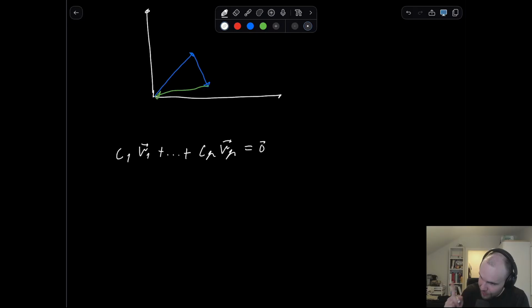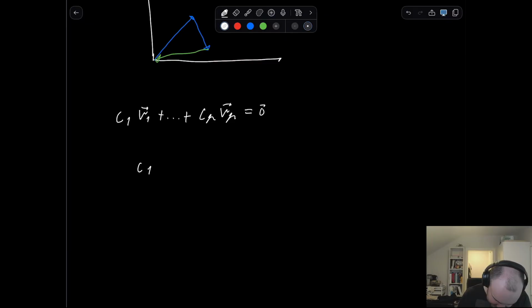If this equation only has the trivial solution, meaning that c1 is equal to 0, and all of these constants up to cp are equal to 0, then we have linear independence, which means that we can't get back to the origin. That is what it means. If we had some other vectors that could make us go back to the origin, that would be dependence.